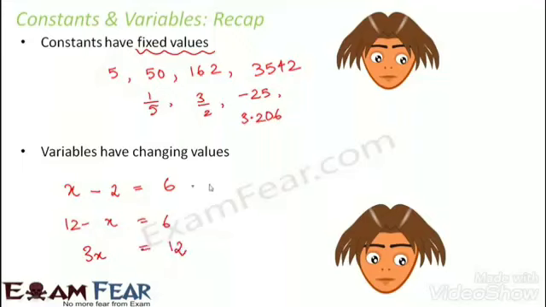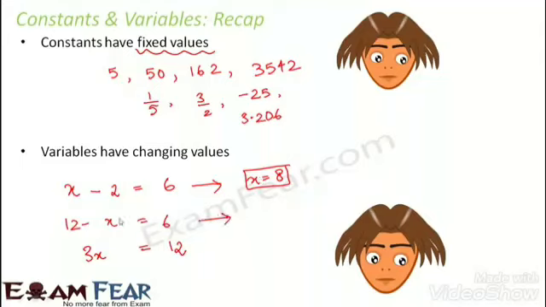Now, when you find out the value of x in this equation, finding the value of x means you have to put such a value of x so that this relationship holds true. That means x minus 2 should be equal to 6. So in this case, you find that the value of x is 8. If you put 8 instead of x, 8 minus 2 is 6. So in this equation, x is equal to 8.